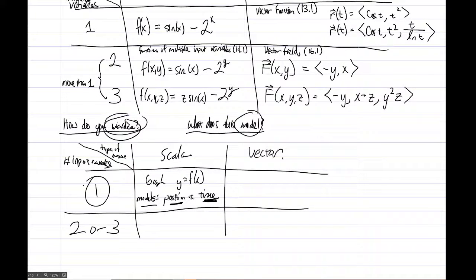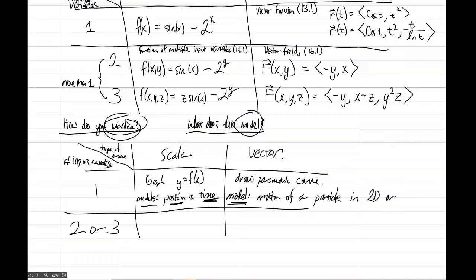So what about one input variable and the output is a vector? Really what you do for that vector function, like over here, is you just draw the associated parametric curve. That's how we've been visualizing. Draw a parametric curve. Remember, what does this model? It models the motion of a particle. I just mean a tiny little point that can move around. So that's why I've been going with a bug, in 2D or 3D space.